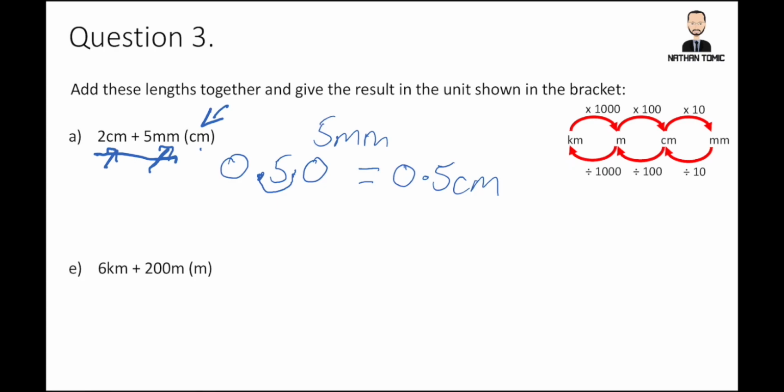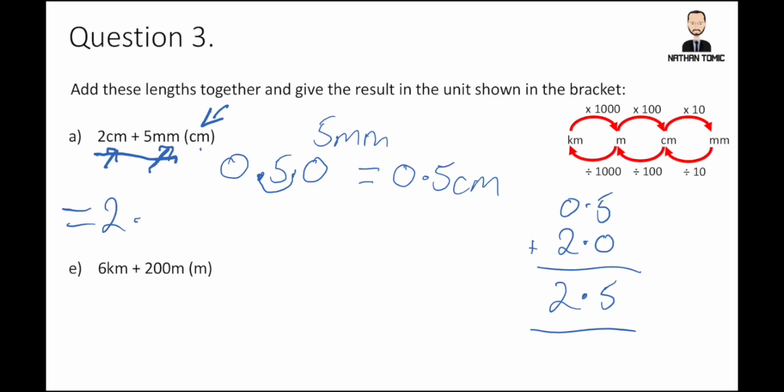So now we have a simple equation of 0.5 plus 2. We'll put a 0.0 just to keep everything lined up. If we do our simple addition, we have the 5, the decimal point stays lined up, and the 2. So our final answer is equal to 2.5 centimeters. Not forgetting the correct unit of measurement that the question asked for in the brackets there.